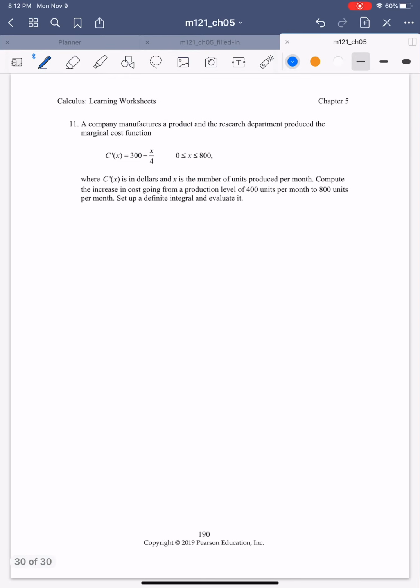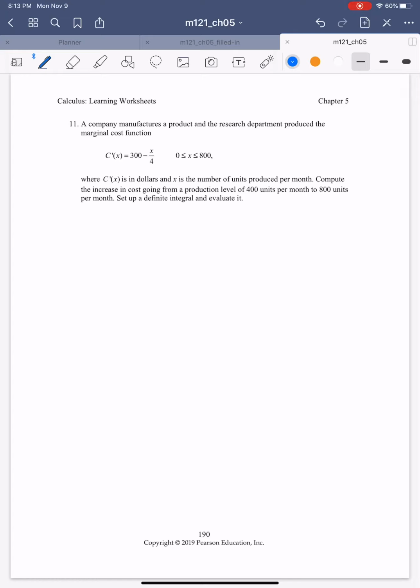Let's do one more, and this will be the last application problem, number 11. A company manufactures a product and the research department produced the marginal cost function, C prime of x, as 300 minus x over 4, where x is between 0 and 800. Where C prime is in dollars and x is the number of units produced per month. Compute the increase in cost going from a production level of 400 to 800. So we consider 0 to 800, but now 400 to 800 units. Set up the definite integral and then evaluate.